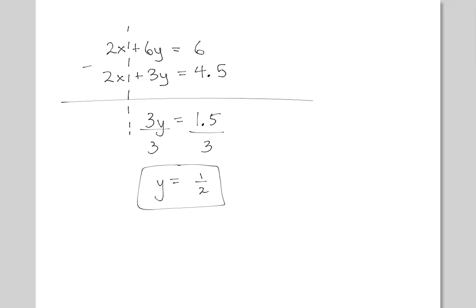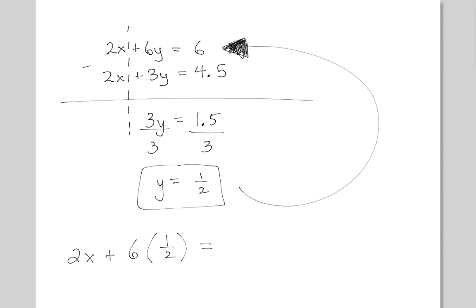Now once you know what y is, what do you have to do? Sub it back into one of the equations. I'm going to try the top equation because I think it'll work out nicely. So I got 2x plus 6 times y, which is 1/2, equals 6. 2x plus 3 equals 6.